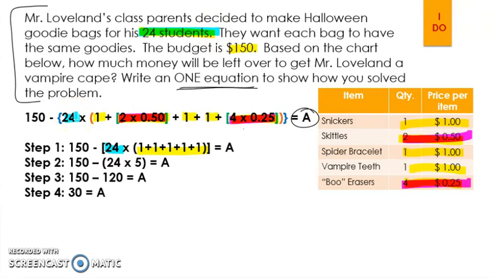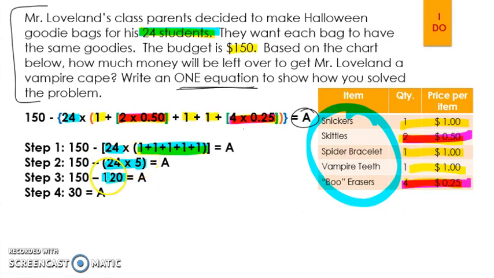Then we'd have to say, okay, the total cost of a whole bag is going to be $5. So we would solve 24 times 5. That's $120 to make bags for Mr. Loveland's 24 students. And then we would subtract the $120 from the $150, and it means that we have $30 left over for Mr. Loveland's vampire cape. Take a moment, look at this for yourself, and see if you understand.